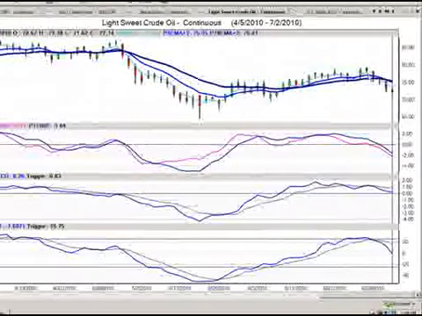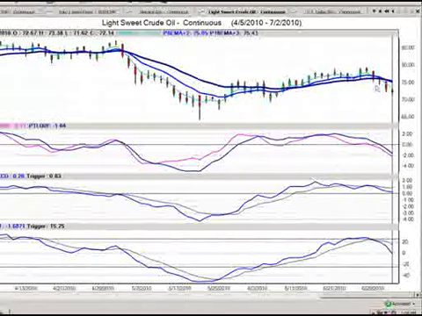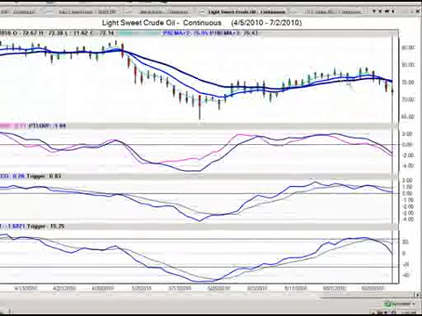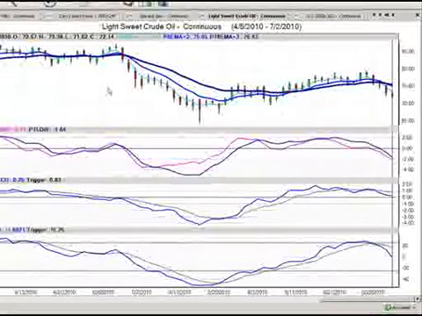Now, looking at crude contracts, we've got a bit of a range playing here too. We can see that for essentially the last couple of months, we've been basically between the 79 and 66 area. I don't see us getting back down to the 66 area, but I can see us getting back down to the 70 level.